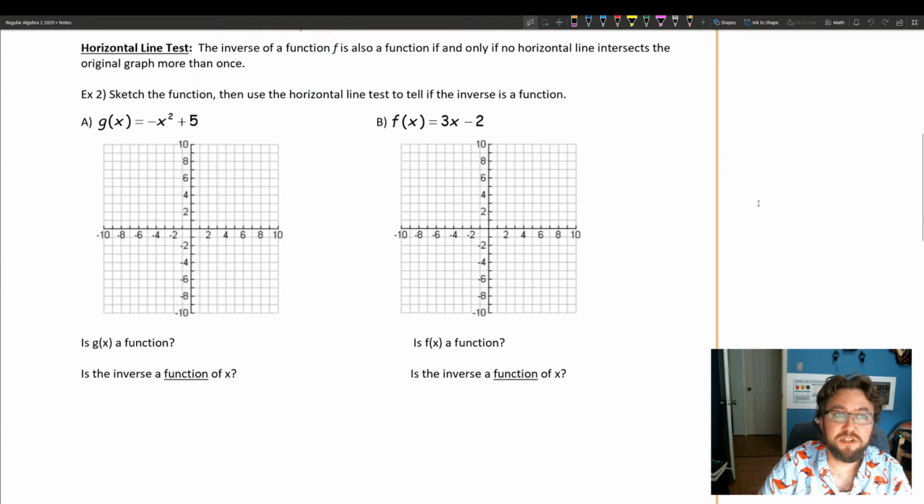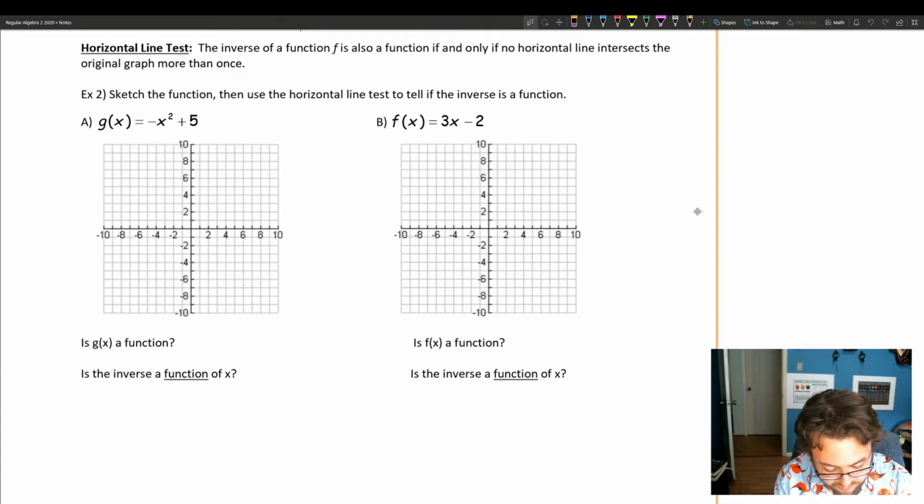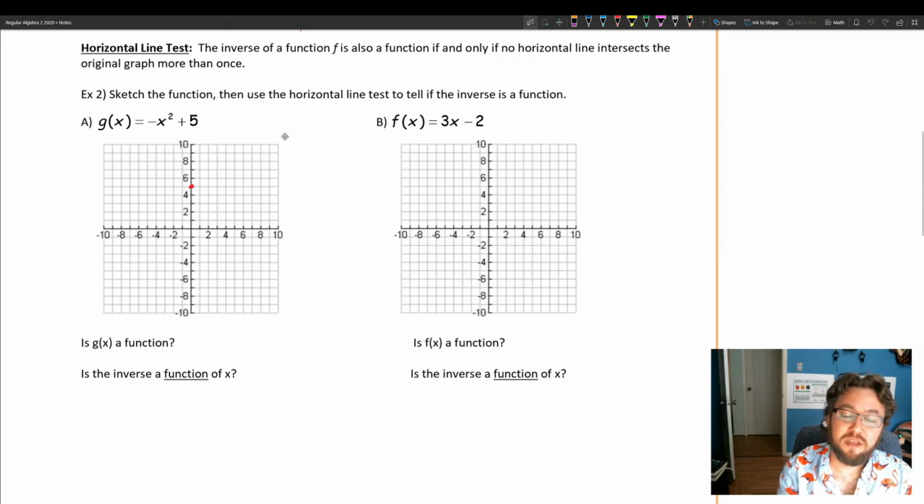The inverse of a function is a function if and only if no horizontal line intersects the original graph more than once. So let's see if g of x is passing the vertical line test. So, okay, I'm going to move my vertex up to 0, 5 here. I can see that it's got a negative, so that means that my parabola is going to open upside down, and the squared indicates it's a parabola. Let me just plot those points real fast.